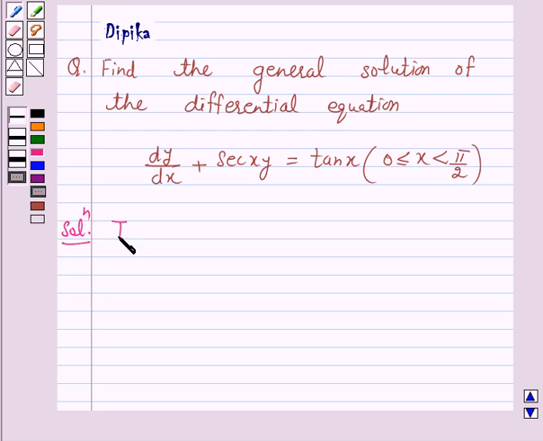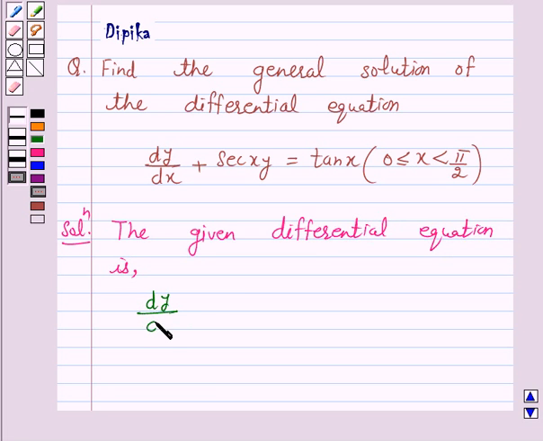The given differential equation is dy by dx plus secant x y is equal to tan x, 0 is less than or equal to x is less than pi by 2. Let us call this equation number 1.